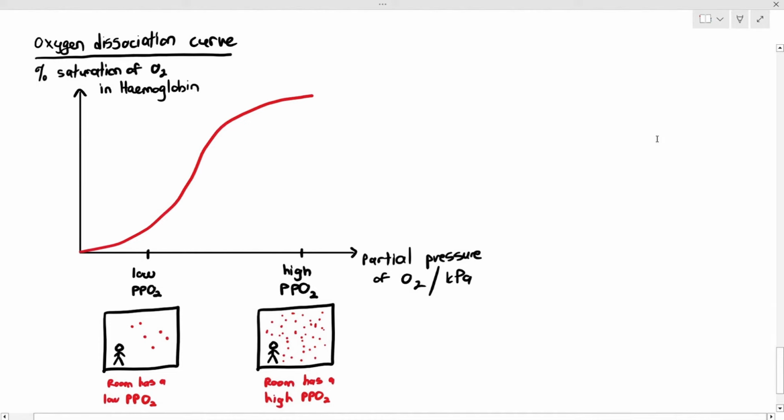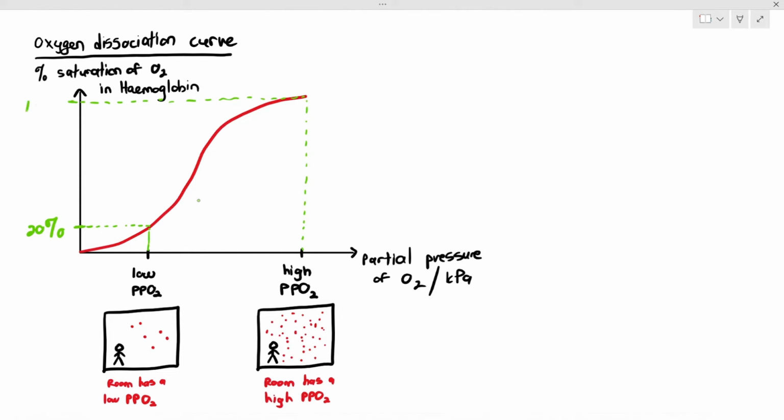Remember, what that means is you are just in a room or in an area where the air has a low concentration of oxygen, and high partial pressure just means you are in a room where it has a high partial pressure of oxygen. Okay, now if I were to put a line on the low partial pressure of oxygen, it corresponds to about 20% oxygen saturation, and a high partial pressure of oxygen corresponds to at least, let's say, for example, 100% oxygen saturation in hemoglobin.